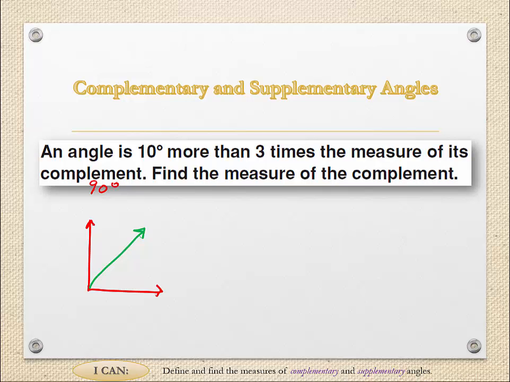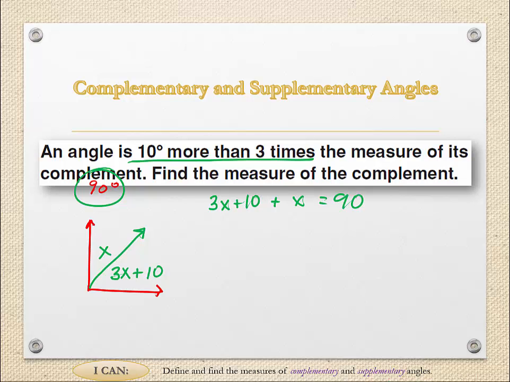And it says one angle is 10 more than 3 times the measure of its complement. So we don't know what the complement is. Let's call it x. And then the other angle has to be 3 times plus 10. 10 more than 3 times. And then we know these two things have to add up to 90 because they're complementary. So let's do some algebra. The first one, 3x plus 10, plus the second one, which is just x, has to add up to 90.